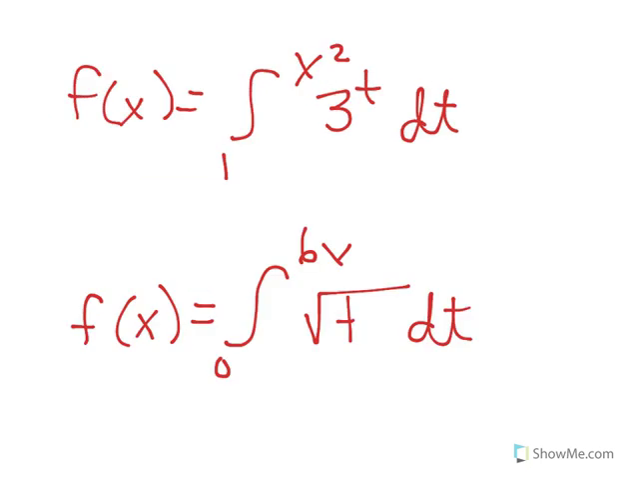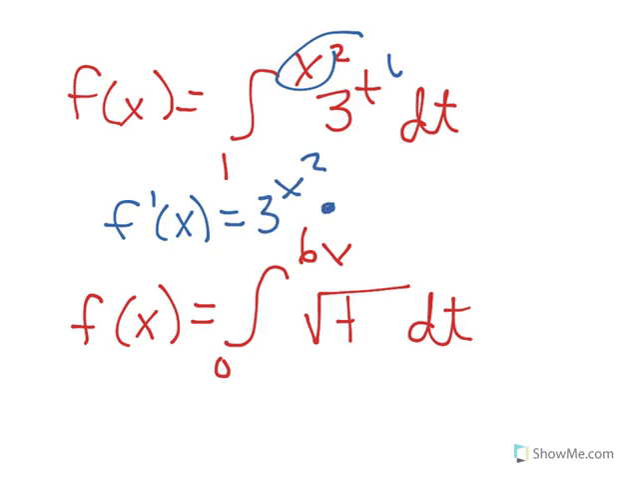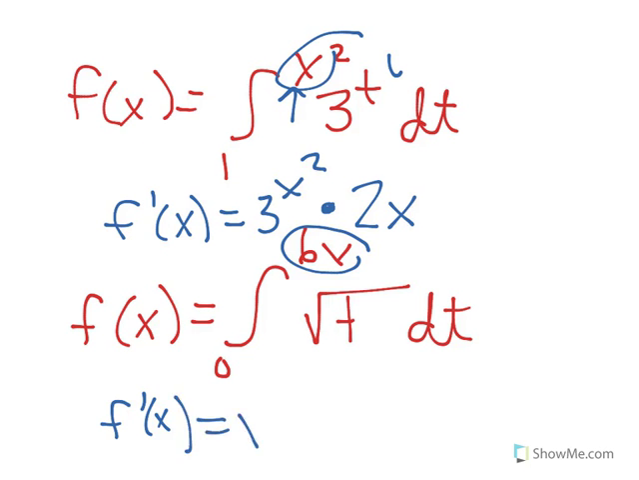Now here we have something different. Instead of having x, we have x squared. We're just going to drop it in. F prime of x equals 3 to the x squared times the derivative of this function. It's like the chain rule. It's an inside function, so it's times 2x. This is the correct answer right there. For this one, we have the 6x, so f prime of x equals the square root of 6x times 6.